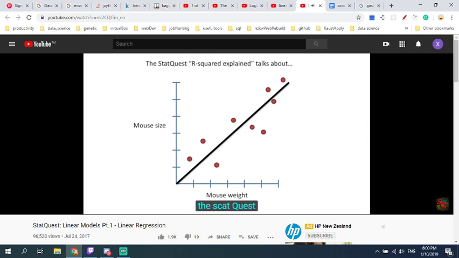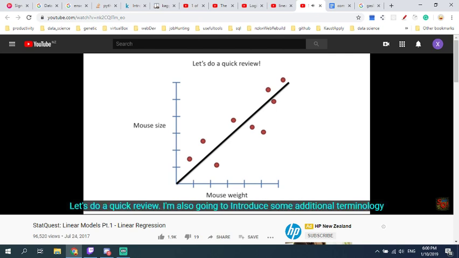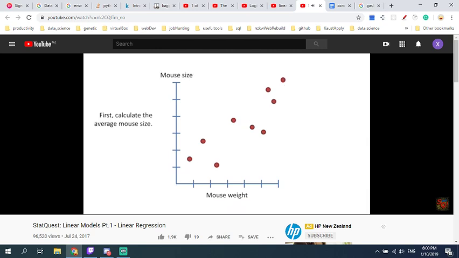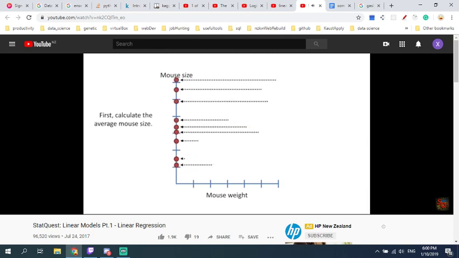The StatQuest R squared explained talks about, you got it, R squared. Let's do a quick review. I'm also going to introduce some additional terminology, so it's worth watching this part of the video even if you've seen the original StatQuest on R squared. First, calculate the average mouse size.